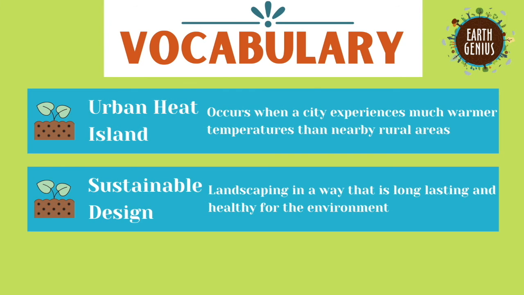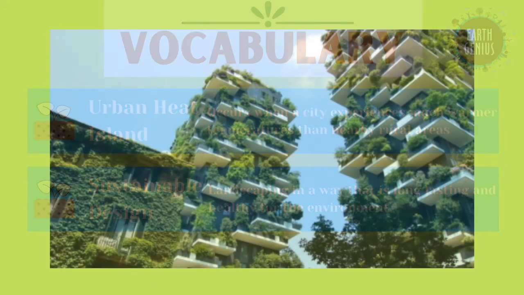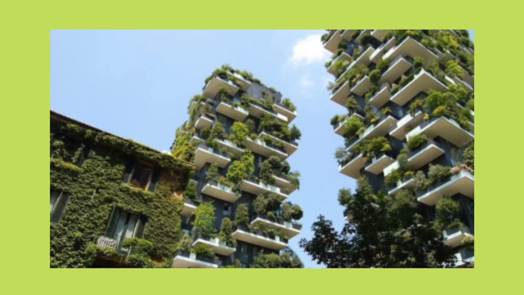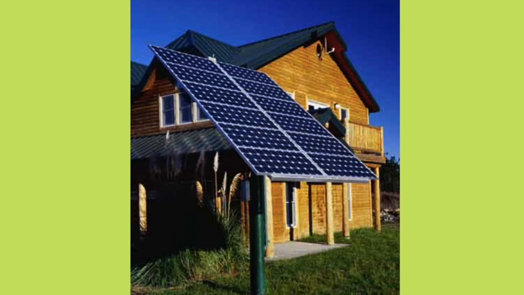Our last word, sustainable design, can actually help to solve the problem of urban heat islands. Sustainable design creates landscaping in a way that is long-lasting and healthier for the environment. Some sustainable designs include many plants in their design, and that helps to cool down cities. Other sustainable design elements include green energy, so that houses are not using so many energy resources, and they can be more self-sufficient.